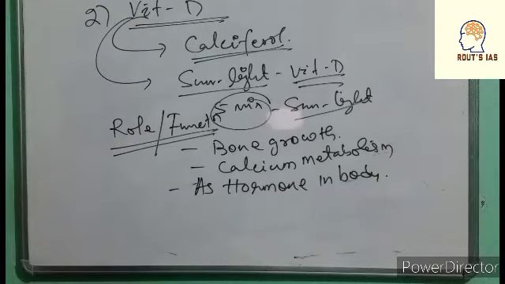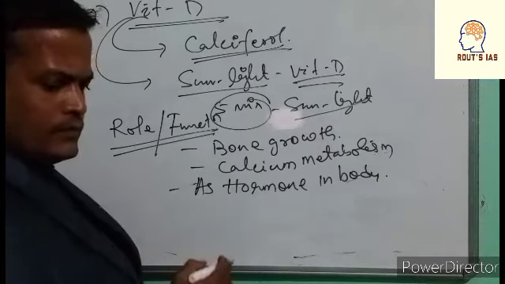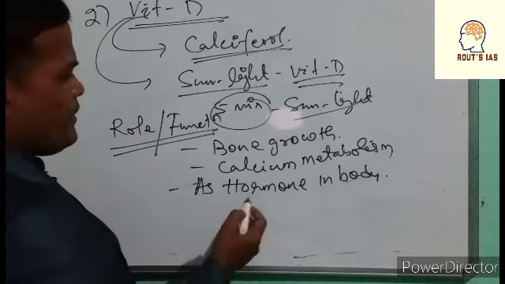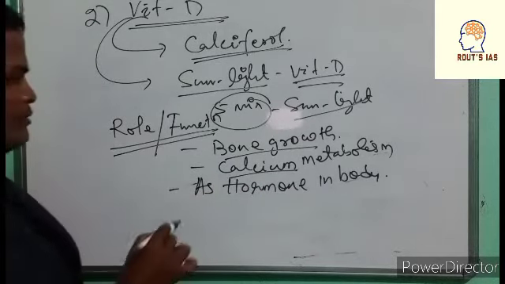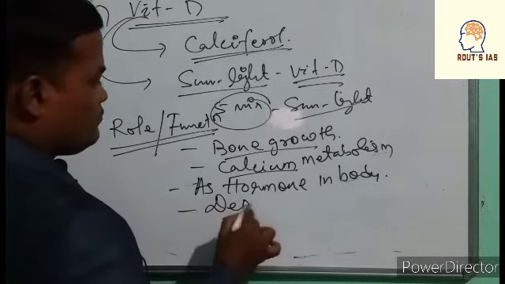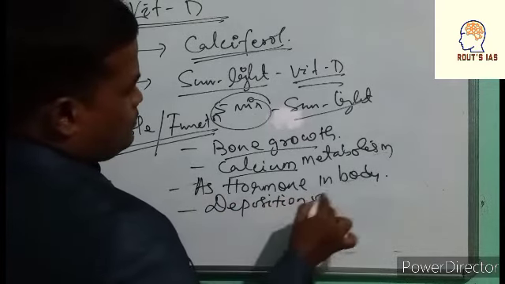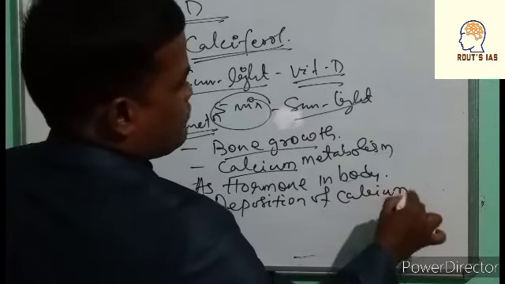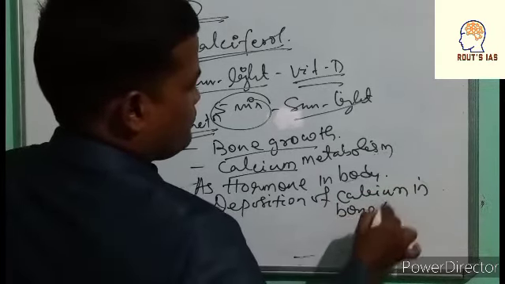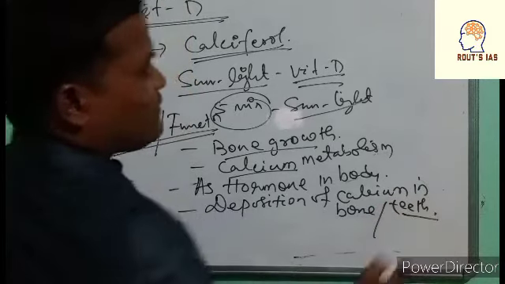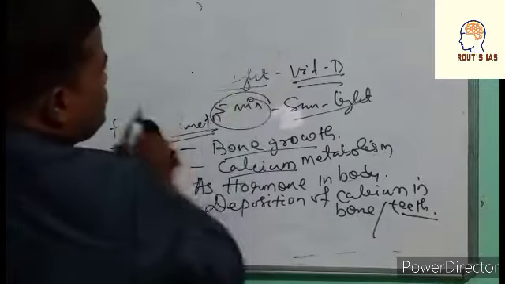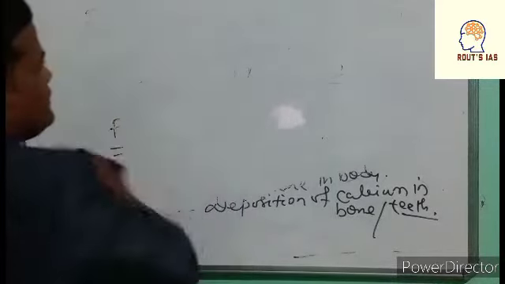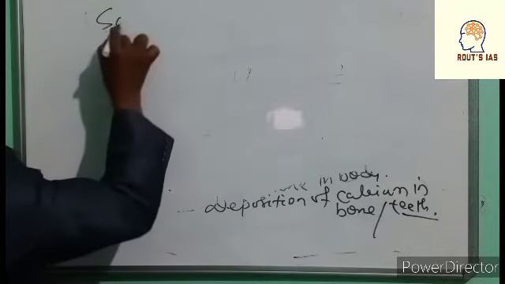Next, it helps in the absorption and deposition of calcium in bone or teeth. So these are the vital functions of vitamin D. Now see the sources of vitamin D.